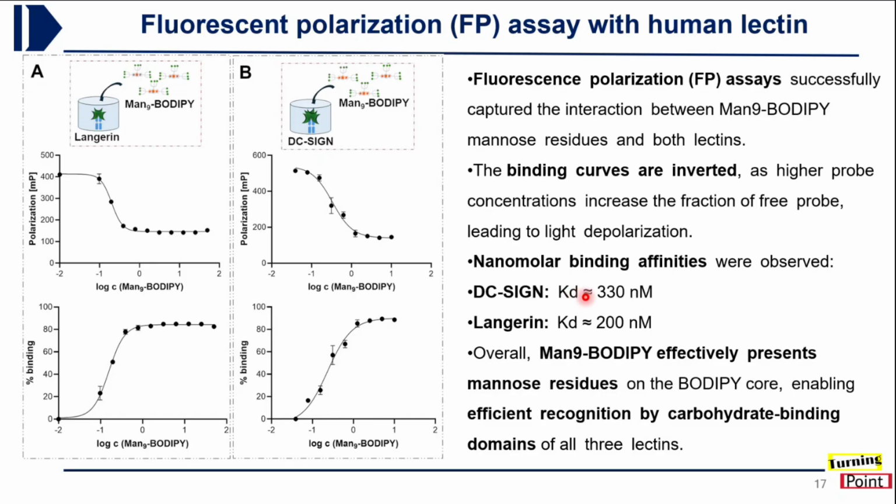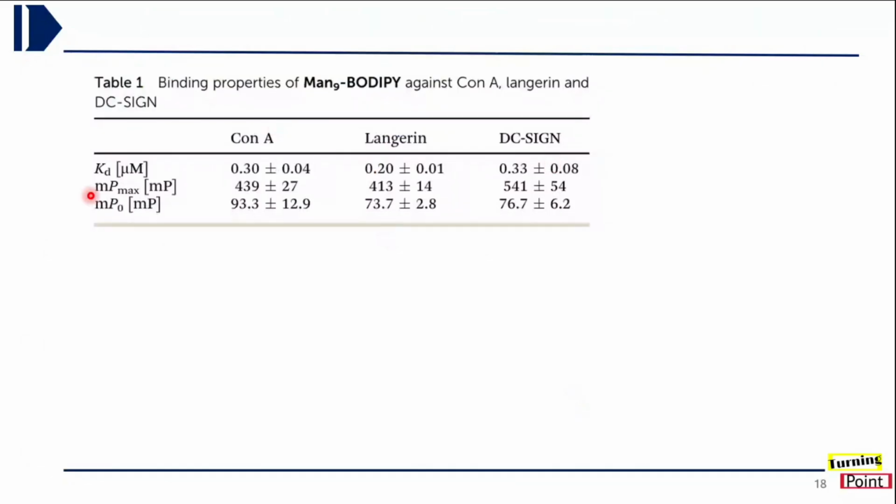KD values for DC-SIGN is 330 and for langerin there is 200 nanometer. Overall it presents the mannose residues on the BODIPY core. So there will be binding between these two proteins and our fluorophore. These are the binding properties they have mentioned for each case, like Kooyk, langerin, and DC-SIGN. These KD values they have mentioned in this.